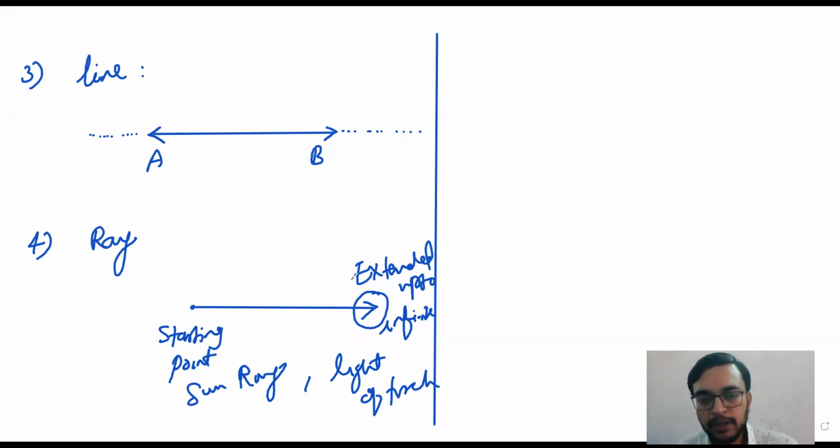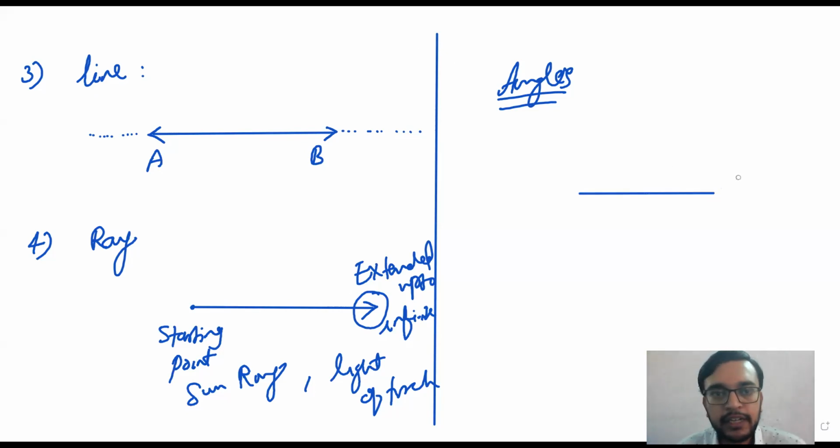These are some examples of rays, right? Now let us see what is meant by angle. Now here we come to our main topic, that is angles. What is meant by angle? As you have learned about the ray, what is a ray? A ray has one fixed point and one extended point. A figure having one fixed point, that is point A, and an extended point, that is B.